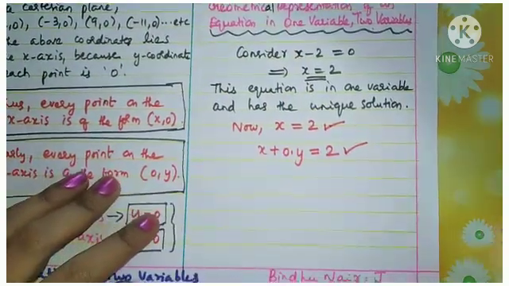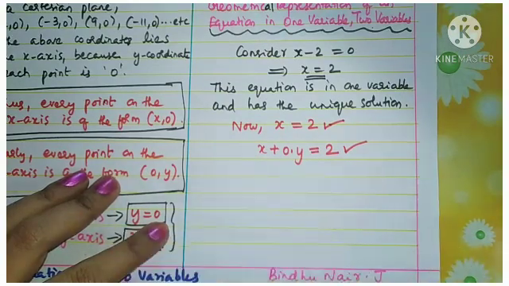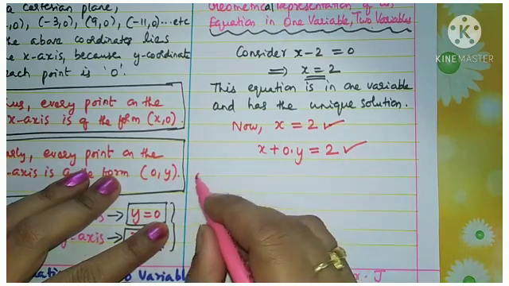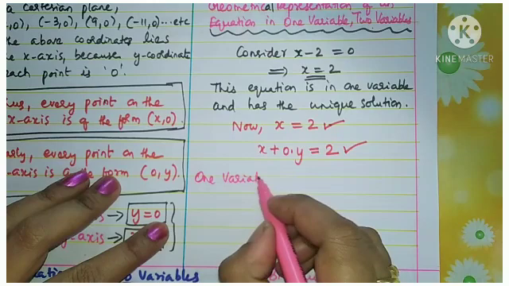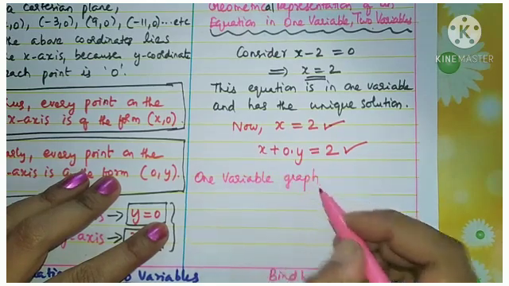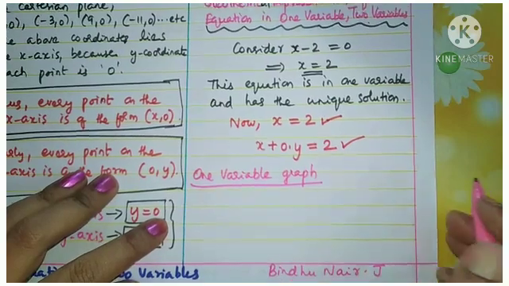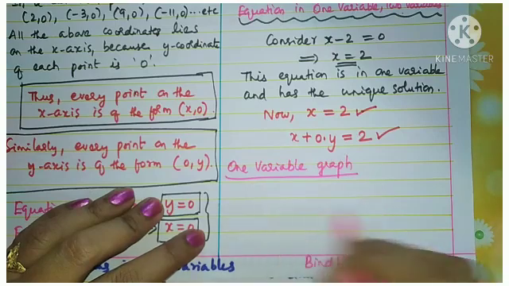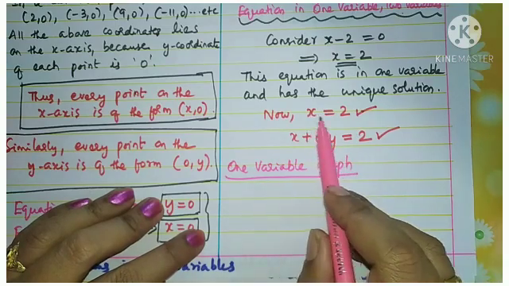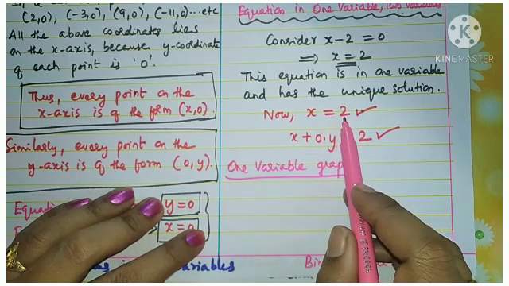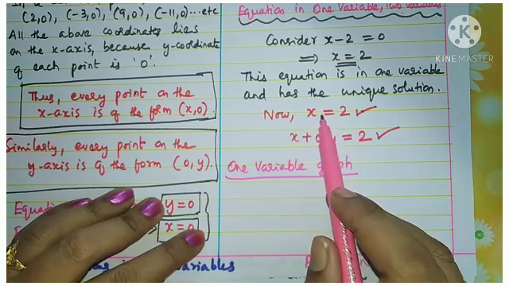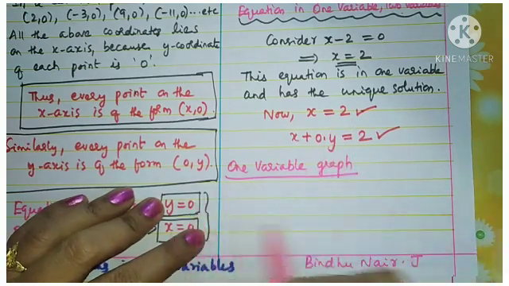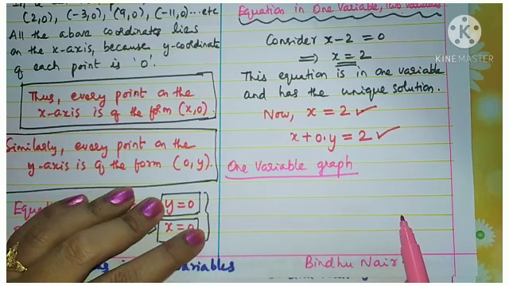Listen, children, for the one variable graph, here I have written the same equation in one variable and two variables. If we want to draw the one variable graph, that is the geometrical representation of the equation, it is enough to draw only that axis. Here you see x is equal to 2, which means the value of x is given. So we need only the x-axis here. Understand? Only one horizontal line, only the x-axis.